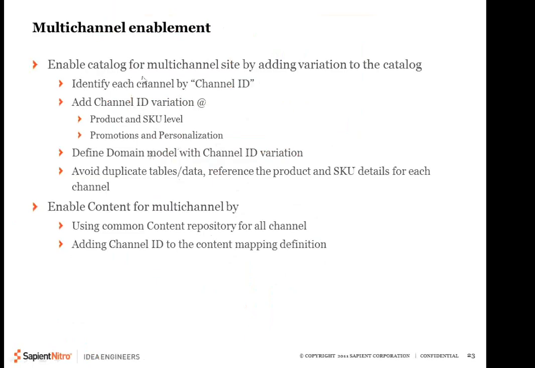The key thing is to enable the catalog for a multi-channel site by adding variation to the catalog. That means identify each channel by channel ID. Channel ID is just a name I've taken here. It could be application ID, or it could be any kind of ID that you want to go with. And add channel ID variation at the product level, SKU level, all levels. And also make sure that all your promotions and personalization are also associated with the channel ID. It is definitely not duplicating the catalog content, it's kind of a reference in a database.